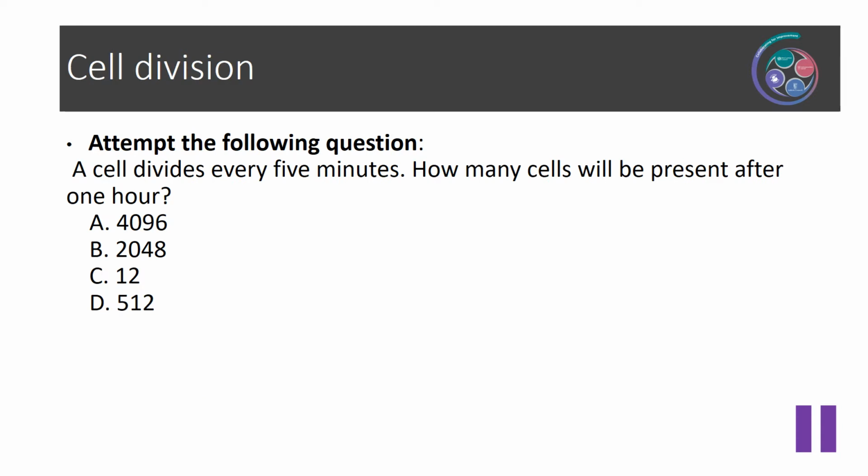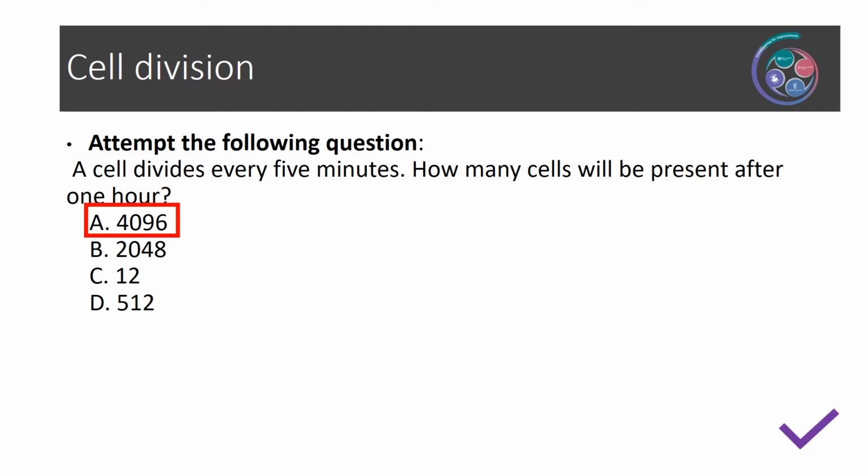So what I'd like you to do is attempt the following question. So a cell divides every 5 minutes. How many cells will be present after 1 hour? Is it A, 4096, 2048 for B, C, 12 cells, or D, 512? I would like you to take 3 minutes, pause the video, take 3 minutes, read through the question again, get all the information, and then use that to answer the question. Pause your video now.